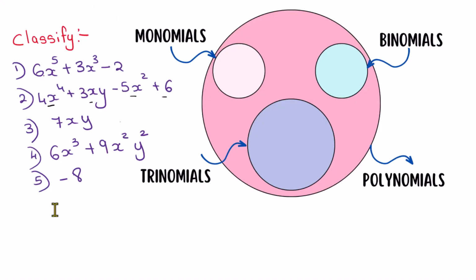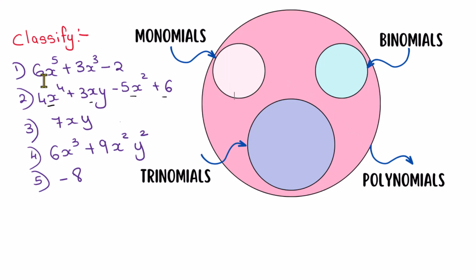There are 5 parts for question number 1, and you need to classify these algebraic expressions as either monomials, binomials, trinomials or polynomials. This is a graphic organizer. The biggest circle is called the polynomial, and it consists of 3 circles which are termed as monomials, binomials and trinomials. And remember, monomials, binomials and trinomials are types of polynomials.